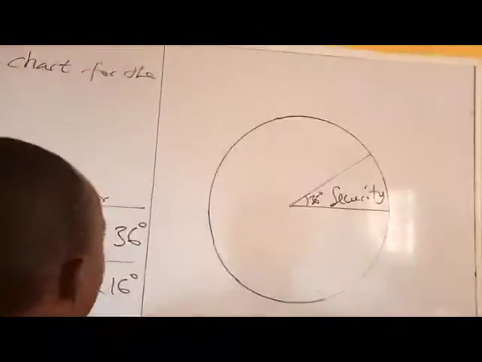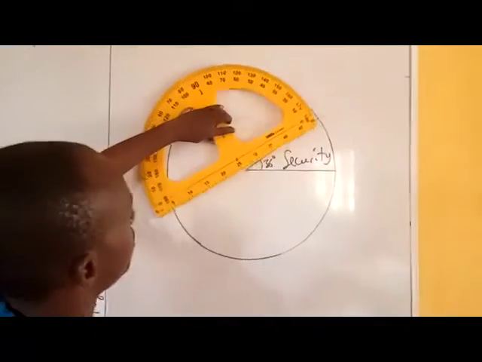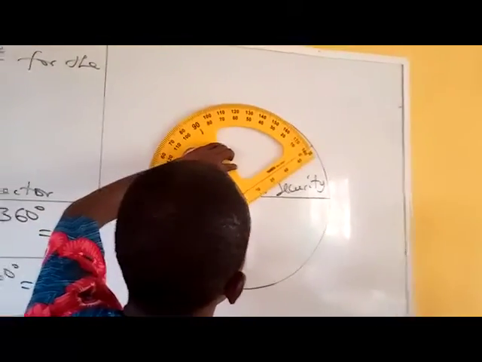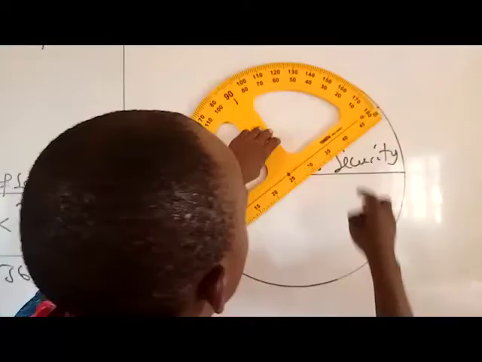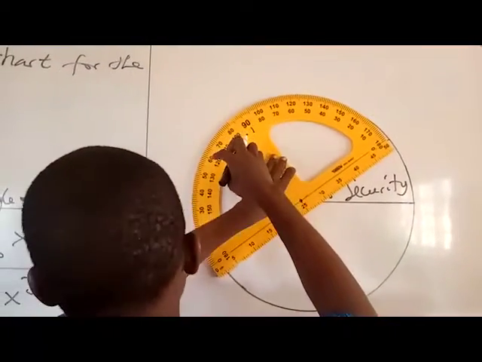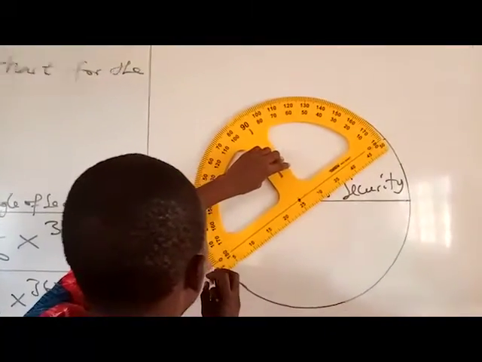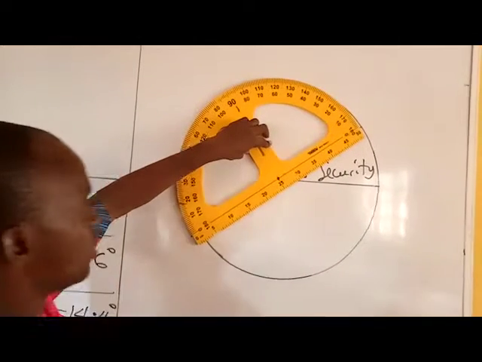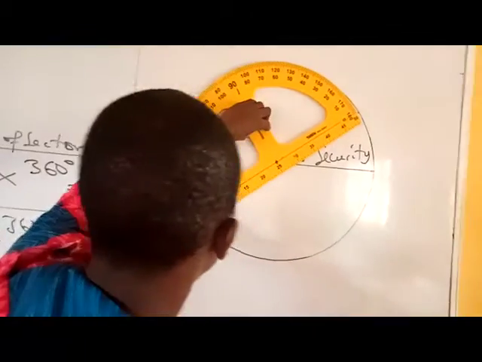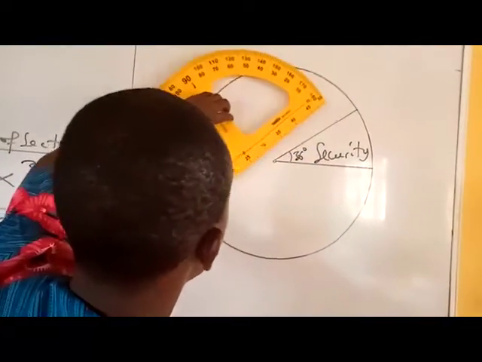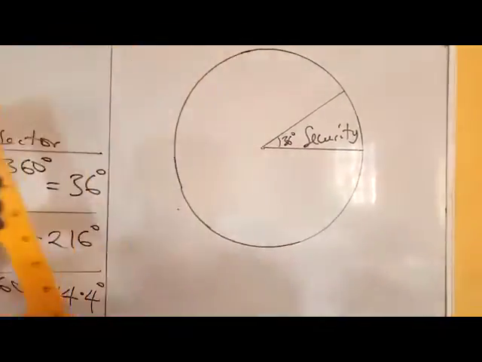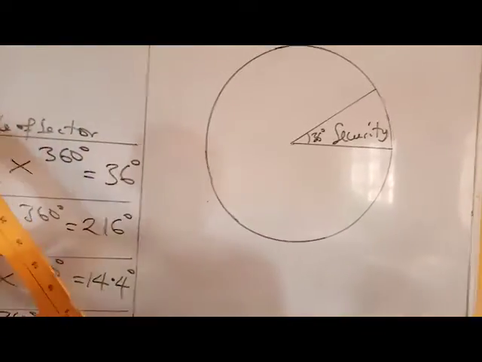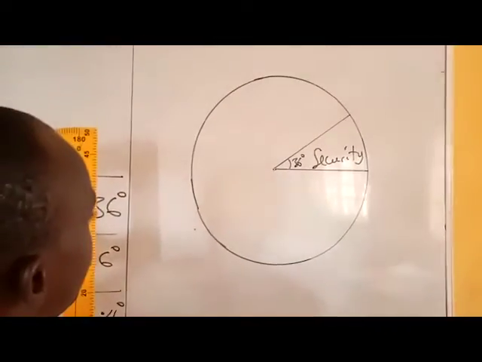Then for the foremen, 216 degrees. I draw a new line like this, and I place my protractor like this. So I read from 0 up to 180. This is 180 now, but I need 216 degrees. What do I need more to make 216 degrees? I've got 180 already. That means I need 36 more.